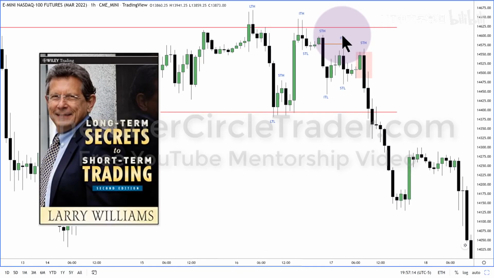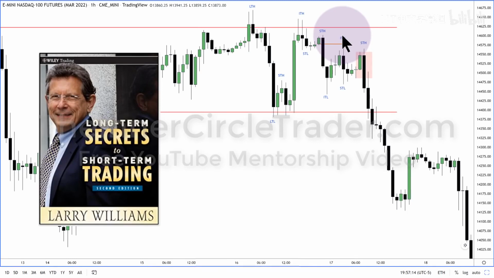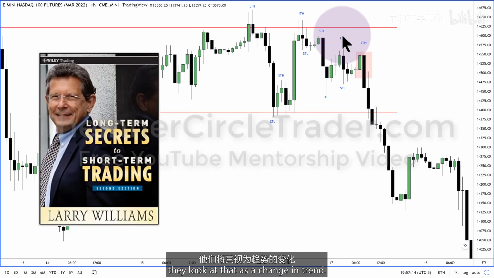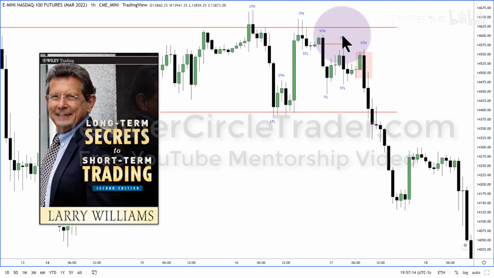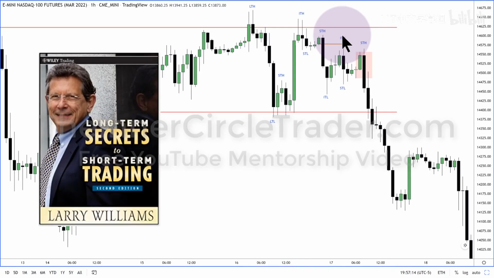and they're looking for a higher high, higher high, higher high, and having successive lower lows behind them, and then you have a failed higher high, and then it breaks the swing low right before that failed higher high, they look at that as a change in trend. Not all the time. Many times that's a good buying opportunity for me, because really that's just coming back down to a deep discount, and I'm going to buy those and continue it higher.